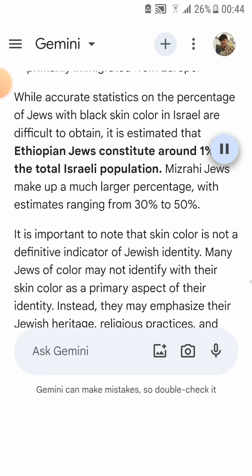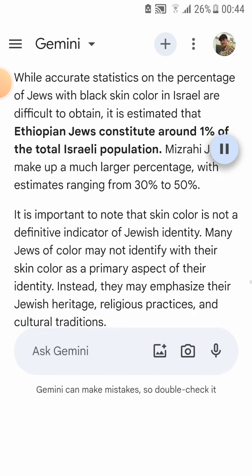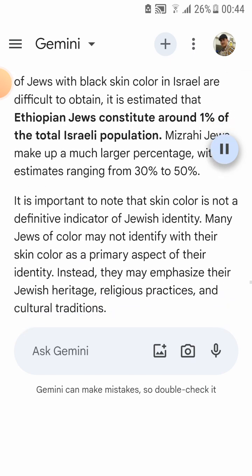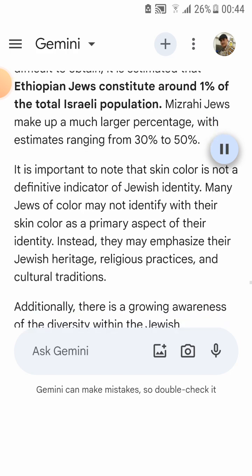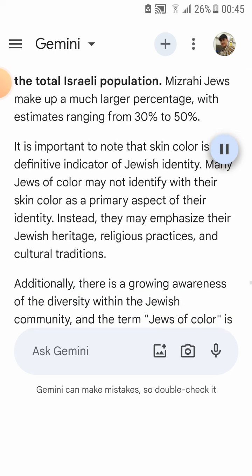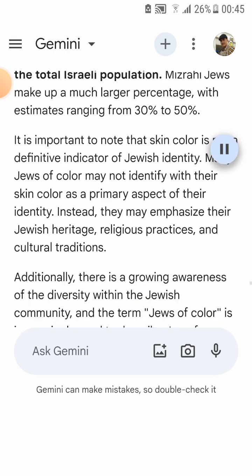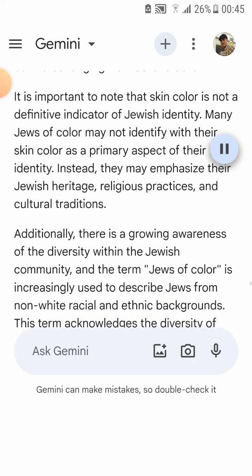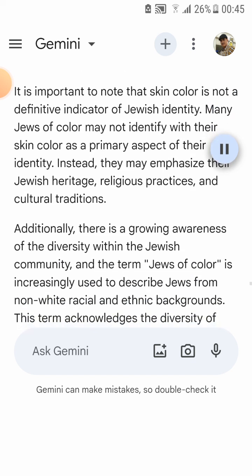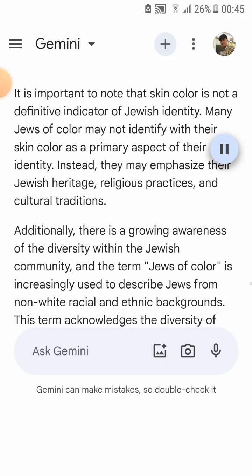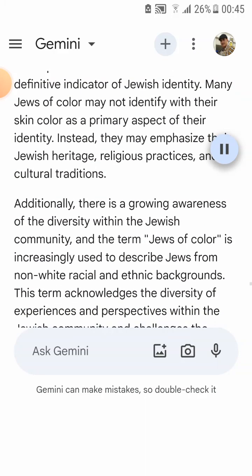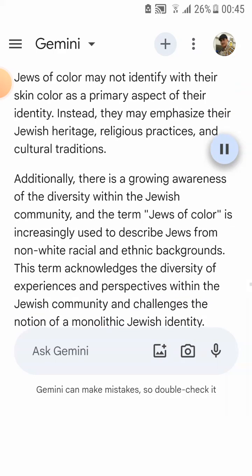While accurate statistics on the percentage of Jews with black skin color in Israel are difficult to obtain, it is estimated that Ethiopian Jews constitute around 1% of the total Israeli population. Mizrahi Jews make up a much larger percentage, with estimates ranging from 30% to 50%. It is important to note that skin color is not a definitive indicator of Jewish identity. Many Jews of color may not identify with their skin color as a primary aspect of their identity.